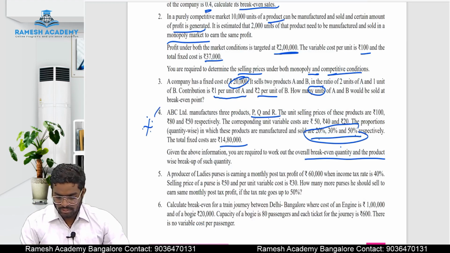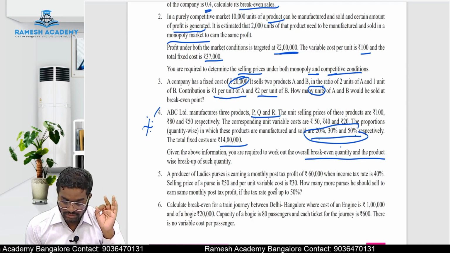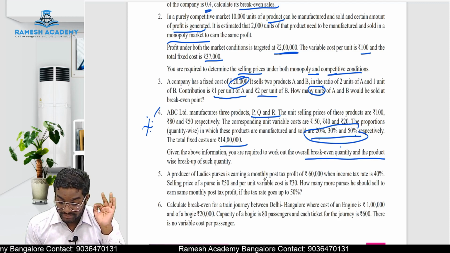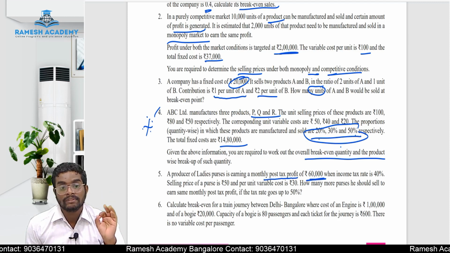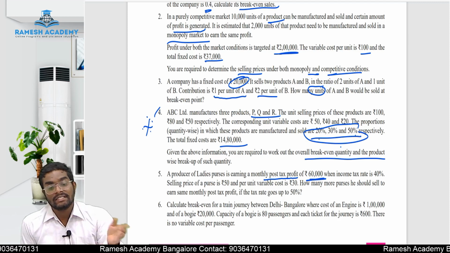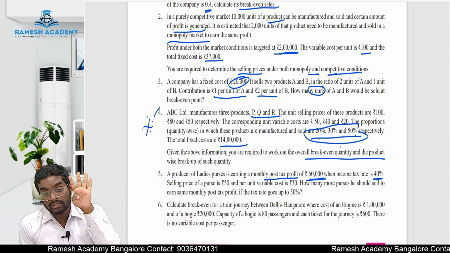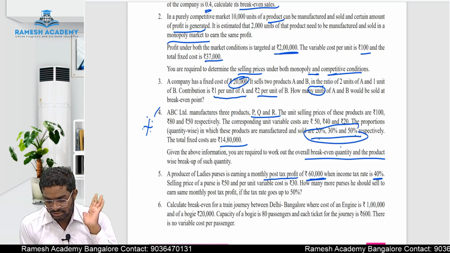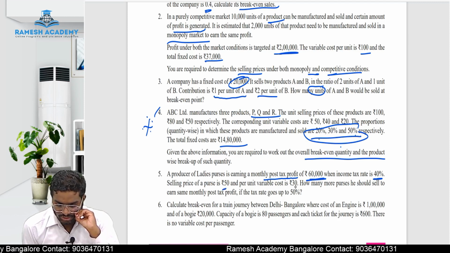Question 4 done. So now they're telling that a producer of ladies purses is earning a monthly post-tax profit of 60,000, which means the profit here is after tax. What is the tax percentage? 40%. After 40% tax, my profit is 60,000. The selling price of a purse is 50 rupees and the variable cost is 30 rupees.